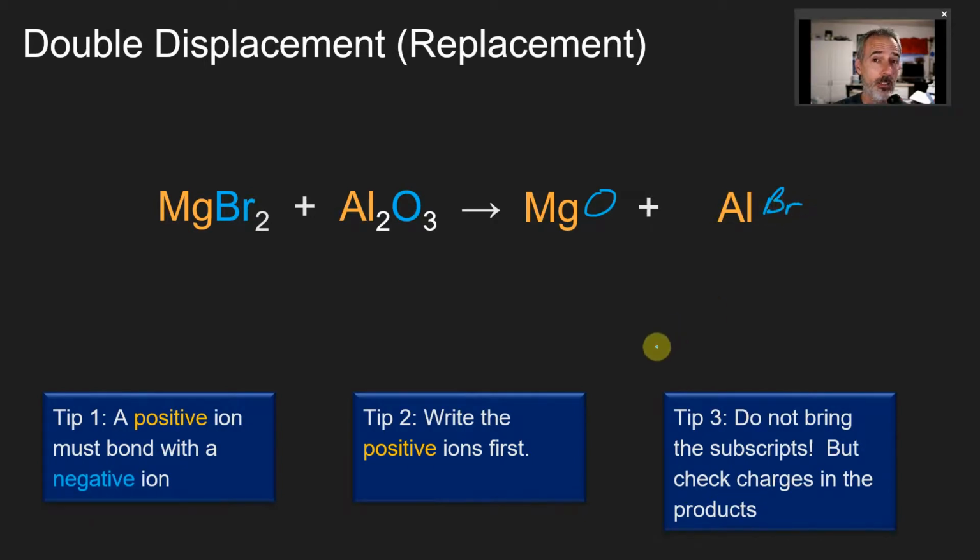Now, at the end, we just need to check charges. I want you to check charges and tell me what the formula is for MgO. It is what it is, right? Because this is +2, this is -2, and we didn't need more of either one of them. What's the formula for aluminum bromide? This is +3, that's -1. We're clearly going to need 3 bromines.